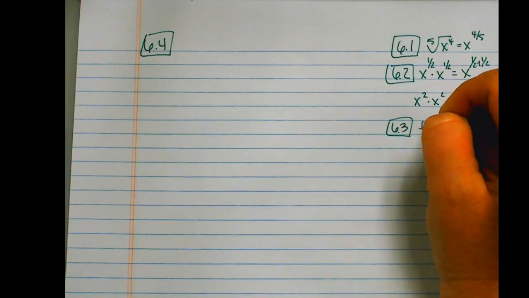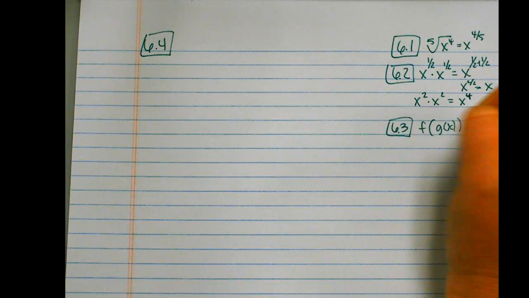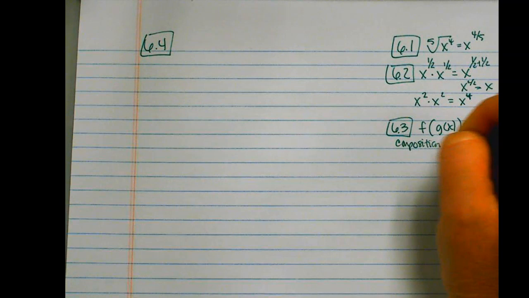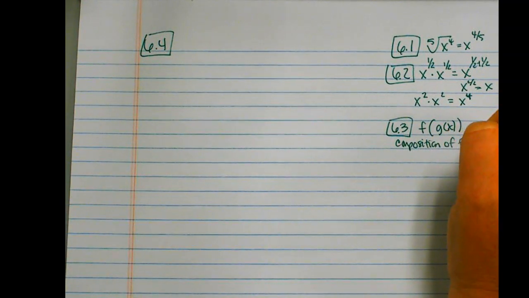And then in 6.3, what we did was we said, what if we had two functions, f of x and g of x, and instead of just substituting a number in, we substitute a whole equation in. So we call this composition of functions. And we're going to do some more of this today and tomorrow. So we'll review that before.